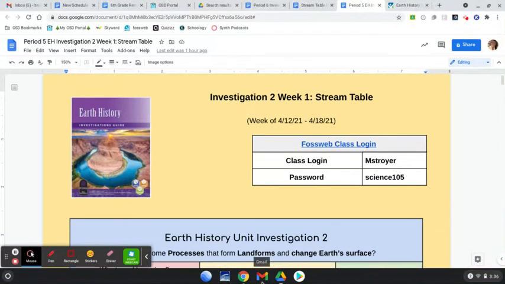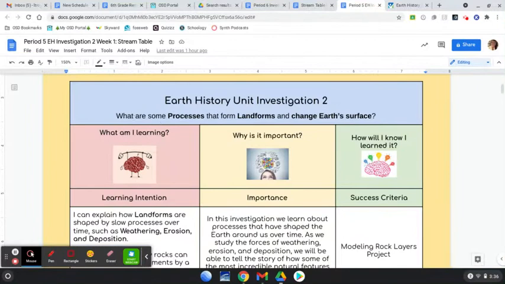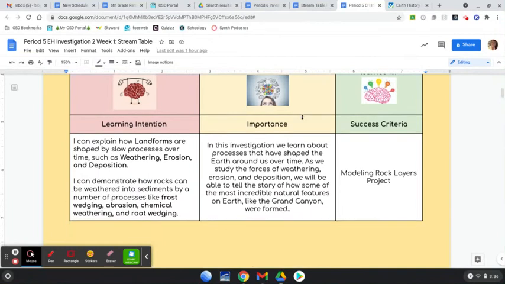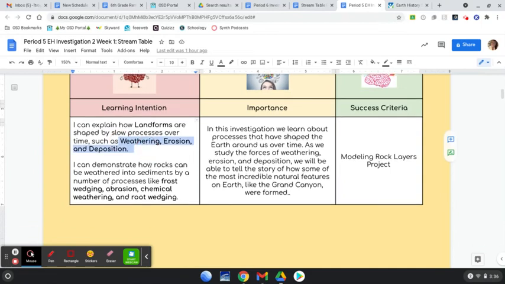Hey folks, so this is the notebook for Investigation 2, Week 1, Stream Table. And this week we're studying what are some processes that form landforms and change Earth's surface. So we're going to be talking about how landforms are shaped by slow processes over time, such as weathering, erosion, and deposition. And we're demonstrating how rocks can be weathered into sediments by a number of processes, like frost wedging, abrasion, chemical weathering, and root wedging. We'll talk more about that next week.